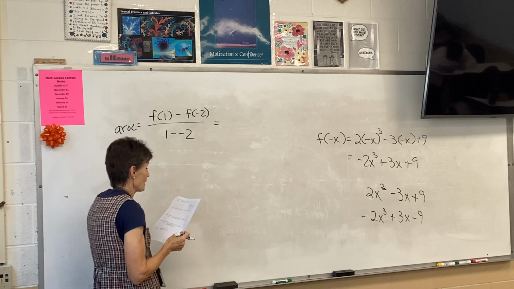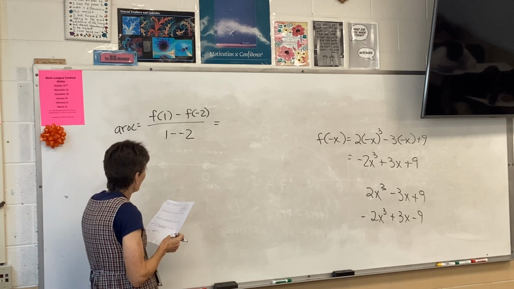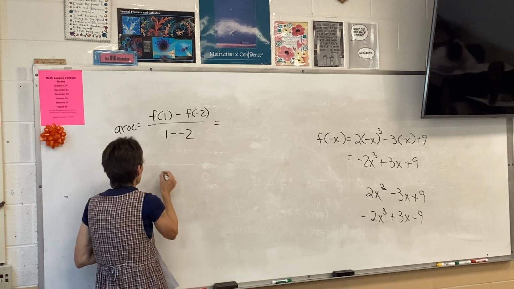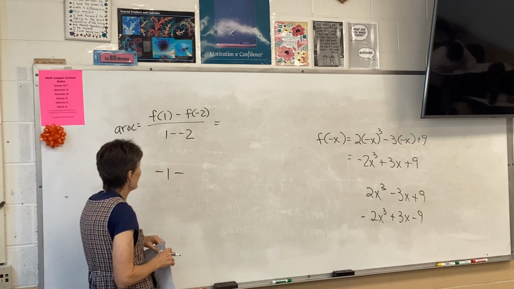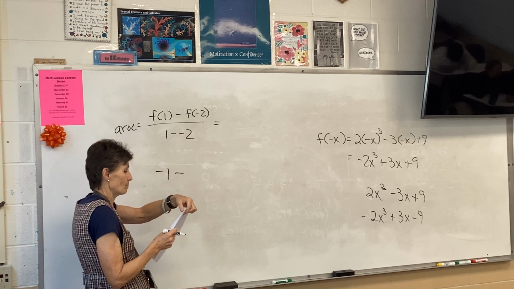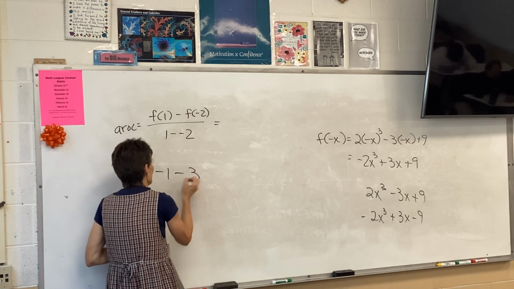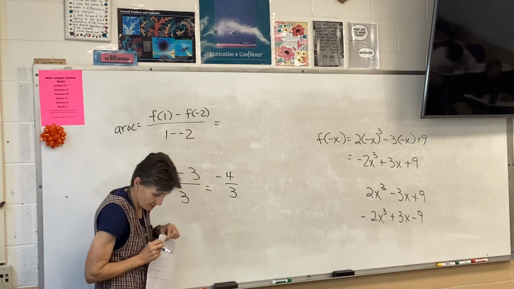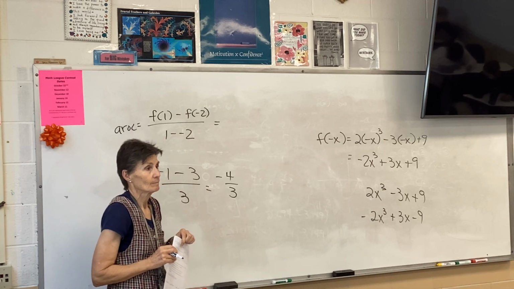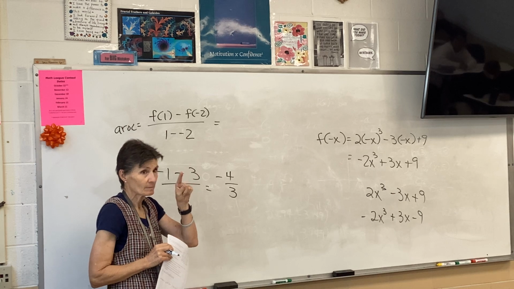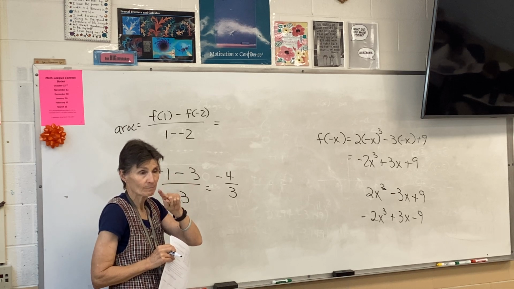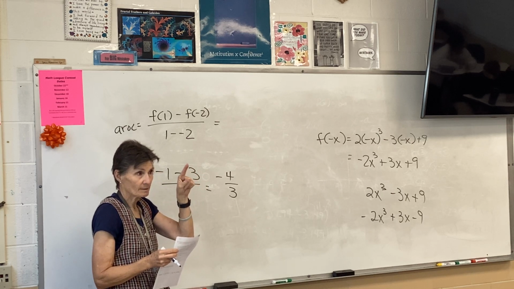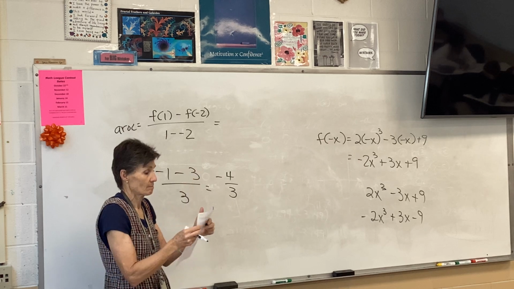All right, let's look. What is f of 1? -1, very good. What is f of -2? 3, perfect. So my average rate of change is -4/3. Now, did everybody get that? Everybody understand where these numbers came from? Solid dots. The function values are the solid dots.